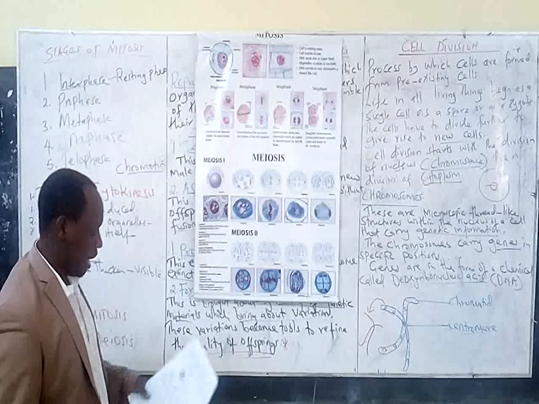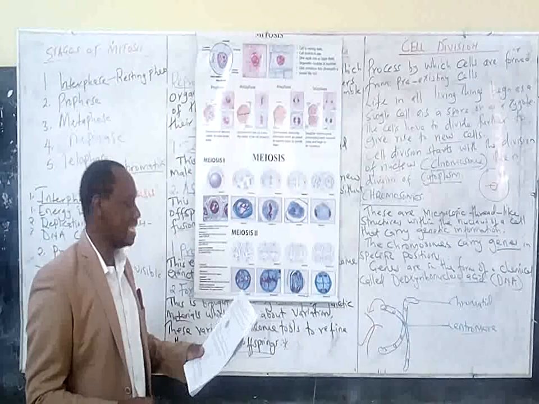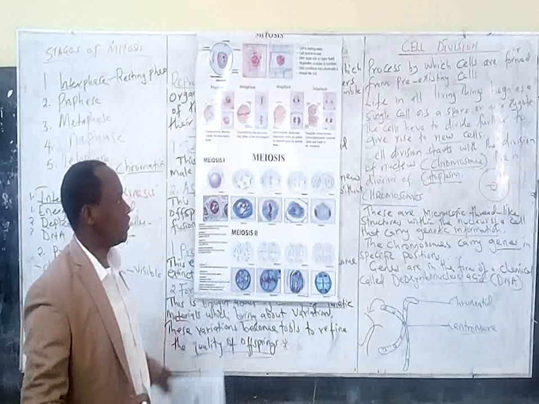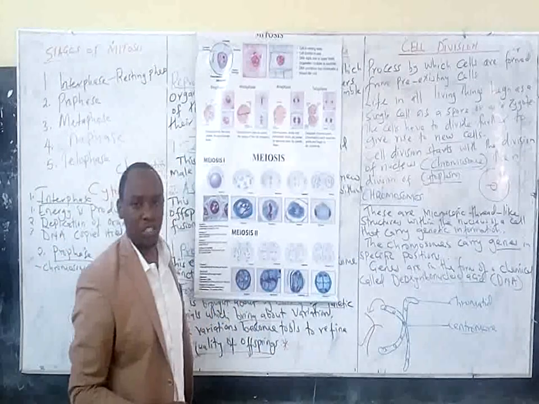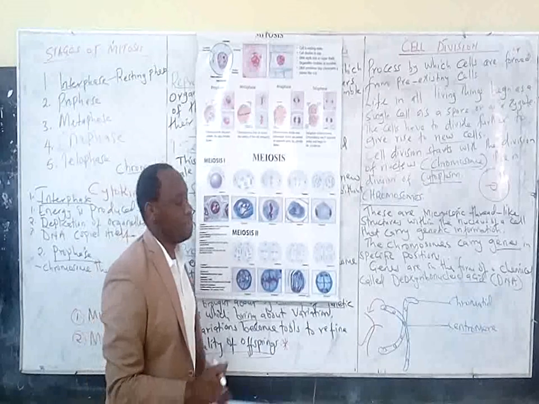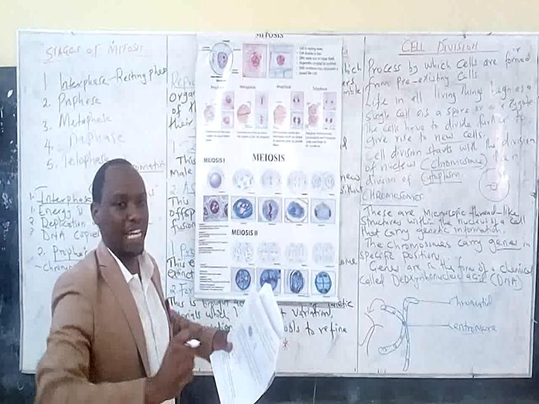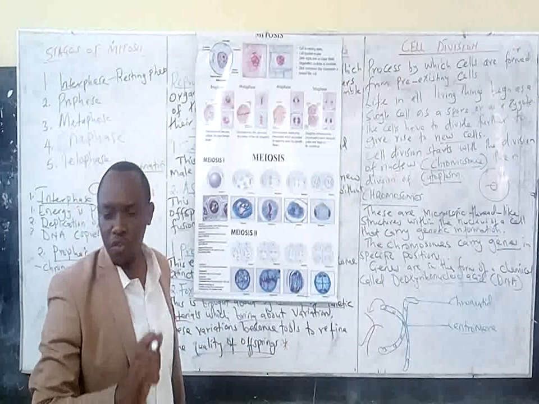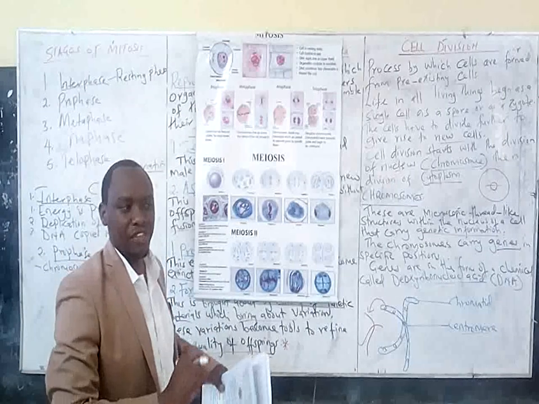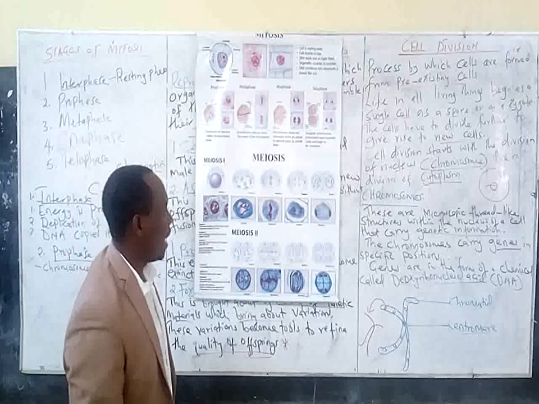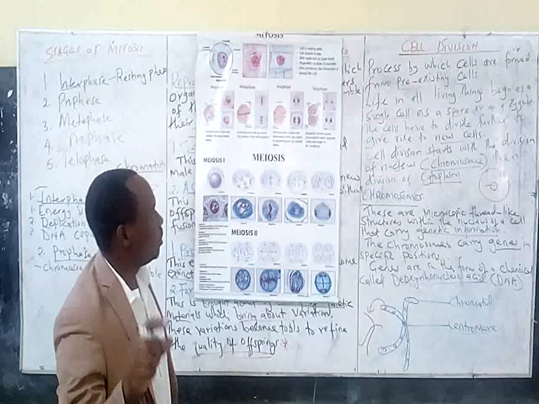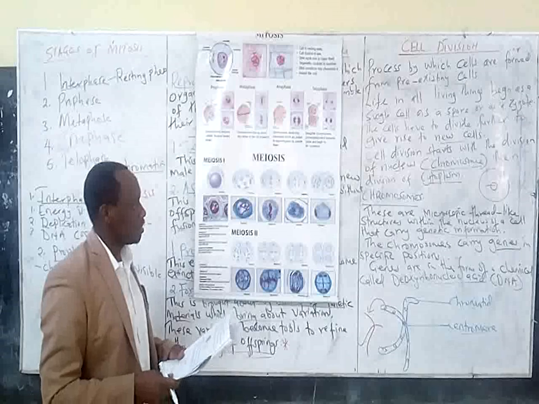And then the anaphase. In the anaphase, what happens? The chromatids will be pulled to the opposite poles. And what causes this? It is caused by the shortening of the spindle fibers. So the spindle fibers shorten, and they pull the chromatids in opposite directions. And that is what causes cell division.